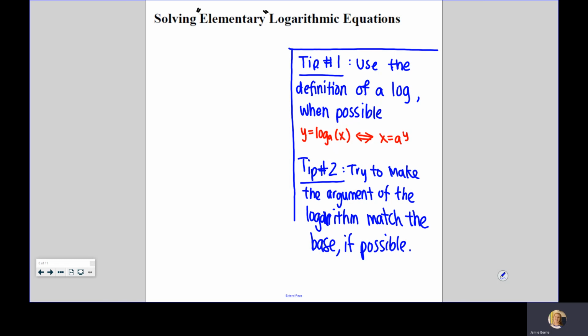So unlike exponential equations, there's no set steps for this. So you kind of just have to approach each problem individually. But this is my advice. Use the definition of a logarithm when you can, and try to make the argument of the logarithm match the base. So what that means is, if you have something like log base 3 of 9, you could try to make this argument in here, 9, match the base. You could rewrite it as log base 3 of 3 squared. So then the argument matches the base. And I'm about to tell you why that's useful with these 3 properties of logarithms over here.